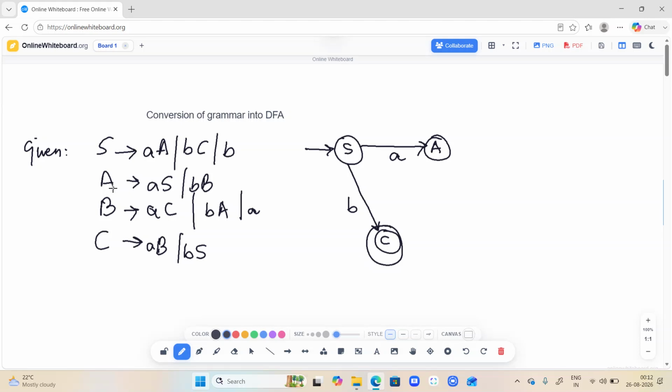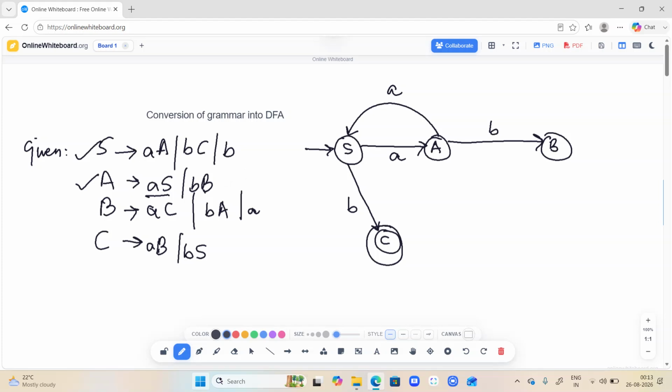Now moving on to the production rules of variable A. A goes to S on input a. This is the first production rule. Then A goes to B on input b. So I'll create one more state B, and A goes to B on input b. So we have covered these two rules. There is no terminating symbol here, no single lowercase letter here.